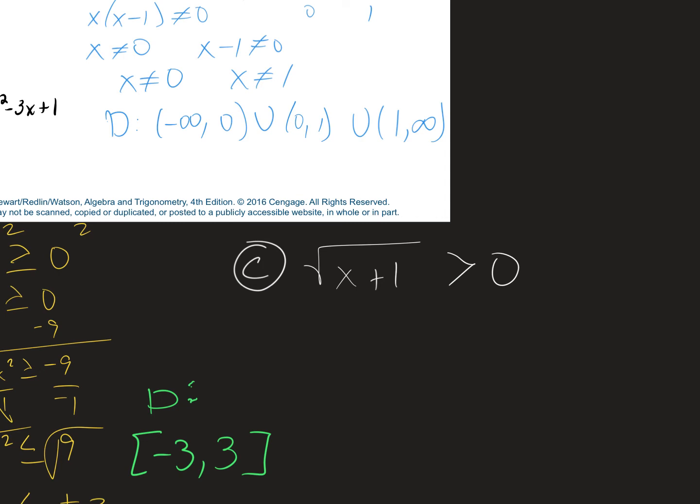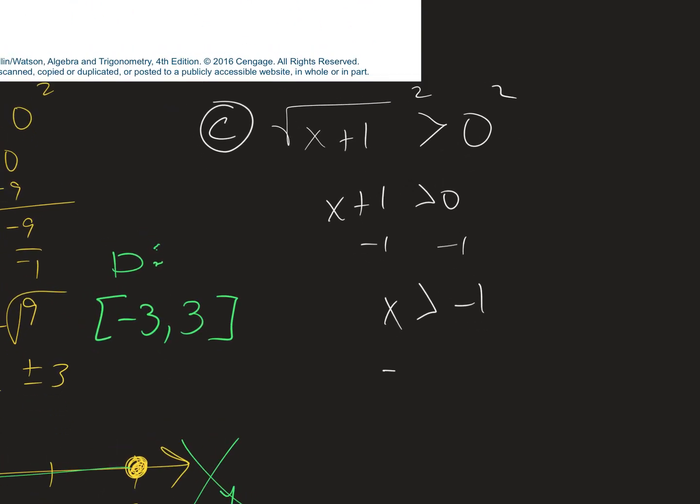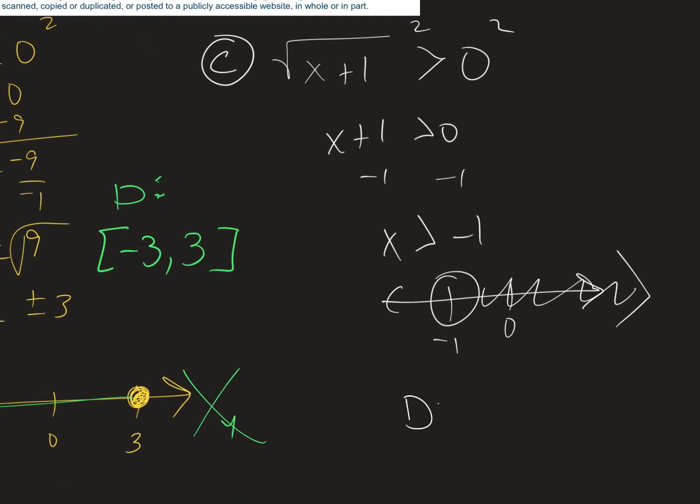What is going to change in your answer with the way you do this problem from the last one? You're going to use parentheses versus brackets. Good, because it doesn't include. So when I square both sides, I have x plus 1 greater than 0. Subtract 1, right? So x has to be greater than negative 1. Think about what that looks like. Here's 0. Here's negative 1. What kind of a dot do I have? Open. And where do I color? To the right. So how would I say that in interval notation? Negative 1 to infinity. It does not include.